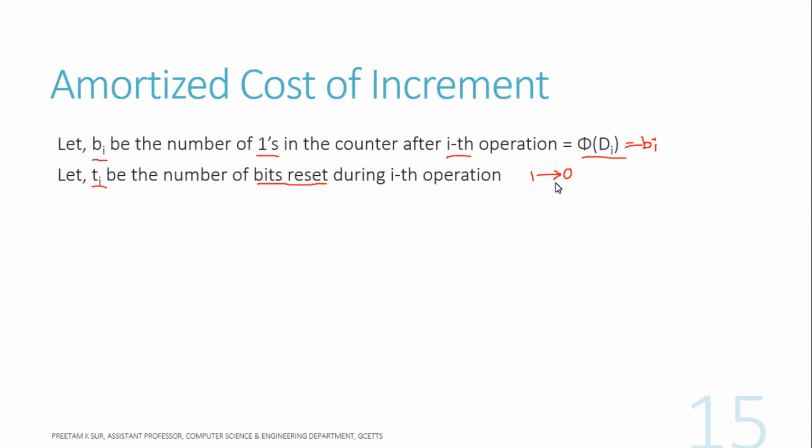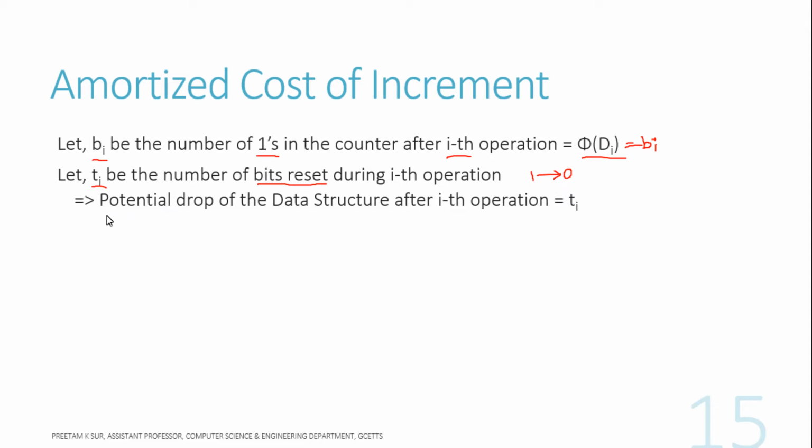So since we are resetting, meaning we are converting from 1 to 0, it also means that after the ith operation, the potential drop of the data structure will be ti, because in the ith operation we are making ti number of ones into 0. We are resetting ti number of bits. So the potential drop of the data structure after the ith operation is going to be ti.